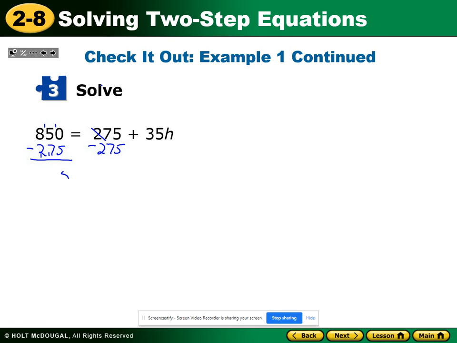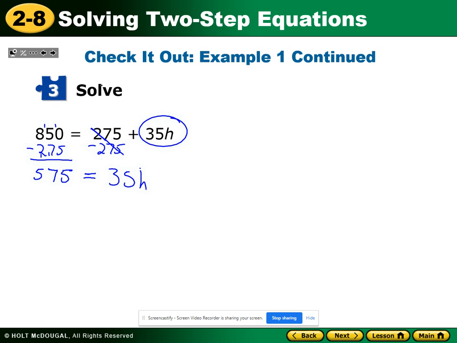10 minus 5 is 5. 15 minus 8 is 7. And 8 minus 3 is 5, 7, 5. Now, normally we're done at this time. We just bring down the h and we're good. But we still have 35 times h because we haven't worked with the 35h, which we couldn't yet.